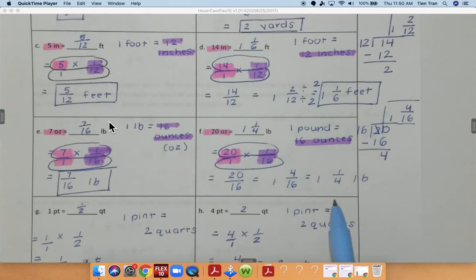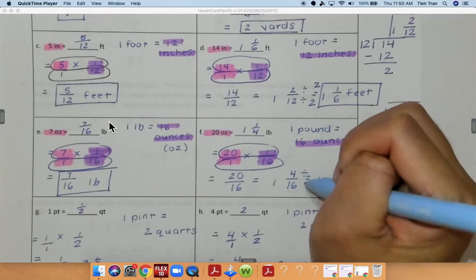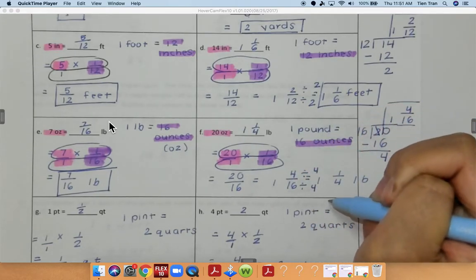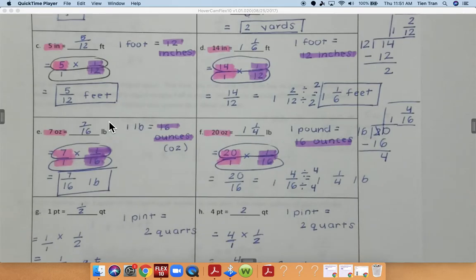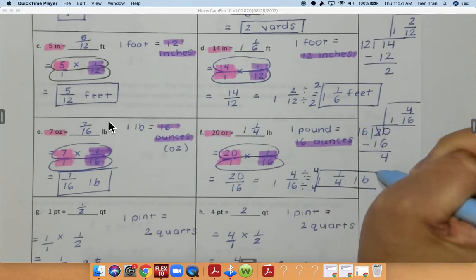Now I'm not quite done. I need to simplify this. So I'm going to divide the top and bottom number by 4. 4 divided by 4 is equal to 1 and 16 divided by 4 is equal to 4. So my final answer is 1 and 1/4 pounds.